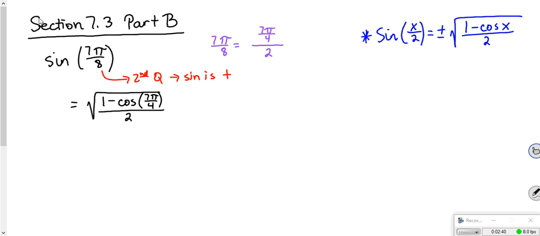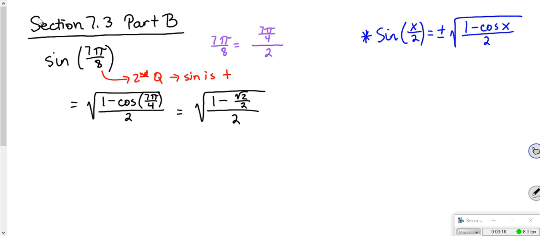Now, 7 pi over 4 is almost 2 full pi. 8 pi over 4 would be 2 pi. So it's in the fourth quadrant. Cosine is positive in the fourth quadrant. And of course, anytime you divide by 4 in radians, it means it's going to be like a 45-degree relative angle. So this is going to give us square root of 1 minus root 2 over 2 all over 2.